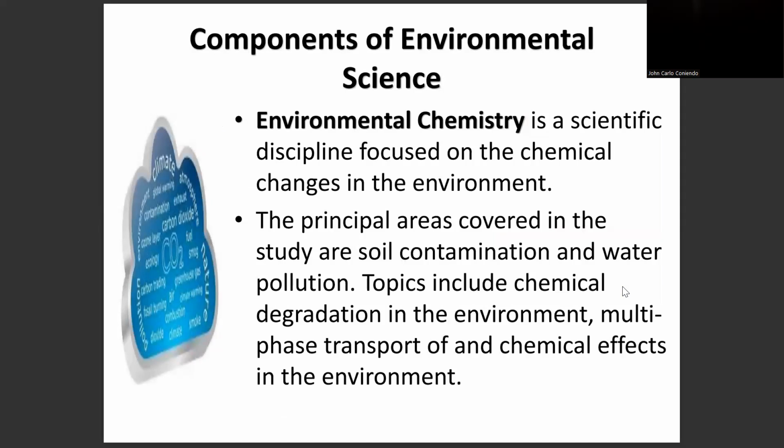So the next component would be environmental chemistry. It is a scientific discipline focused on the chemical changes in the environment. The principal areas covered in the study are soil contamination and water pollution. Topics include chemical degradation in the environment, multi-phase transport, and chemical effects in the environment. So we need to consider different pollution in terms of environmental chemistry. Through understanding it, we as environmental scientists or environmental science students will know more about how to control these issues, especially water and soil pollution.